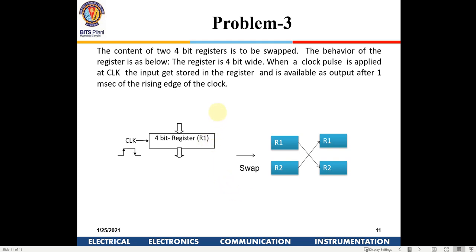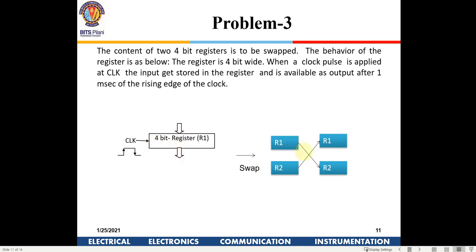Now we have the third question, where the content of two 4-bit registers is to be swapped. The behavior of the register is shown here. On the positive going edge of the clock, data will be fed into the register. When a clock pulse is applied at the clock input, the input gets stored in the register and is available at the output after 1 millisecond of the rising edge. So that is the propagation delay.